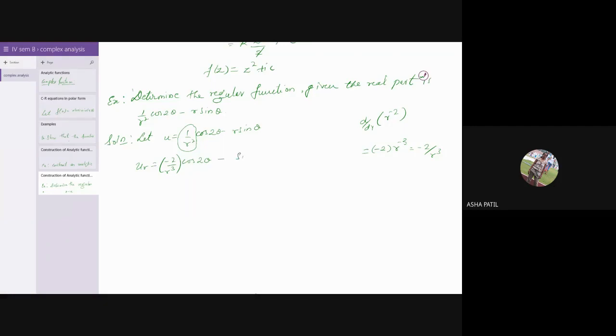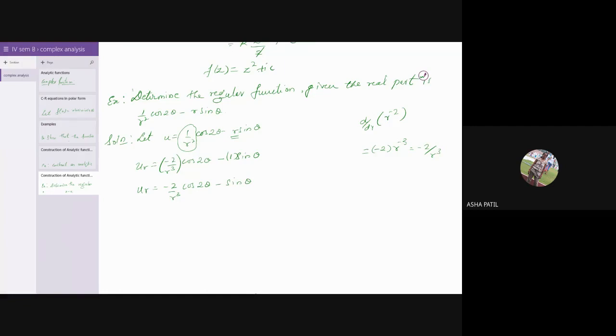Minus sin theta is held constant. Derivative of R with respect to R, we get it as 1. So ur is equal to minus 2 by r cube into cos 2 theta minus sin theta.